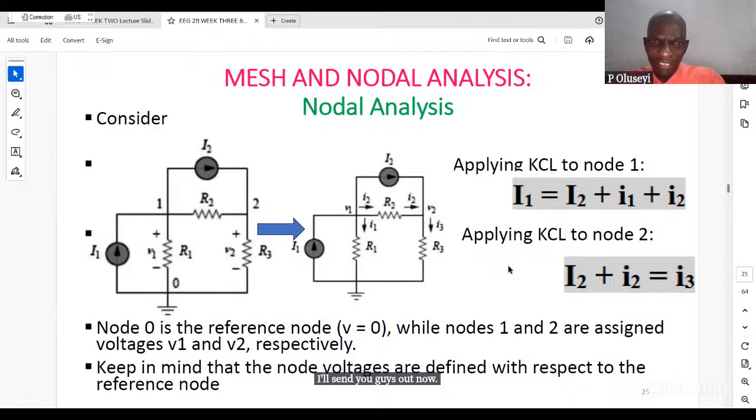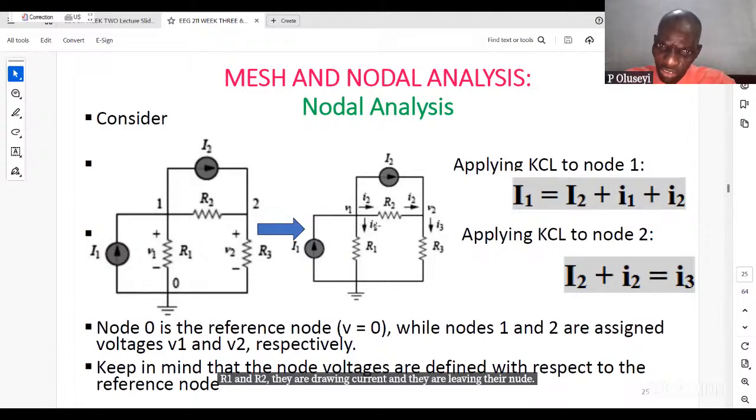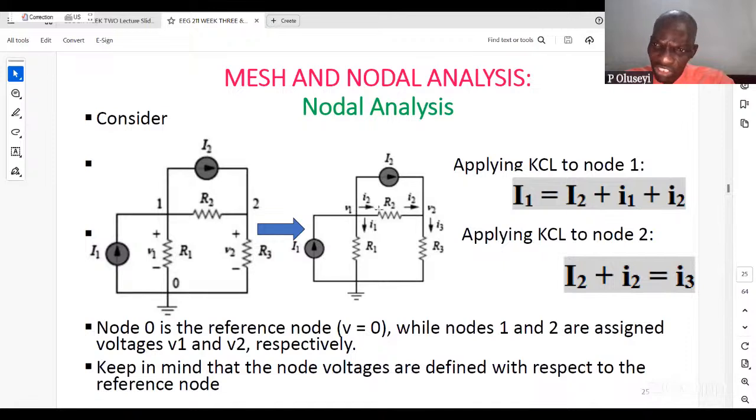So you can see what we have here. The source current I2 is leaving that node. The current source I1 is entering that node 1. Whereas the resistors, R1 and R2, are drawing current, and their current directions are leaving that node. All of them put together, we have the node 1 equation as we have it here. I1 is entering, but i1, i2 for the resistors, and capital I2, they are leaving.